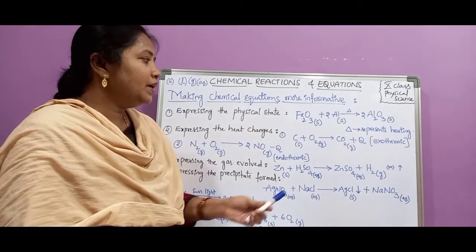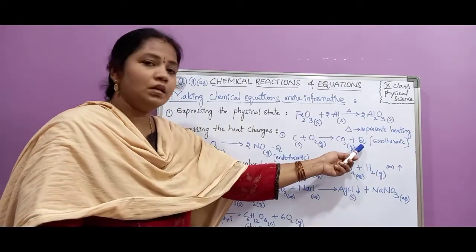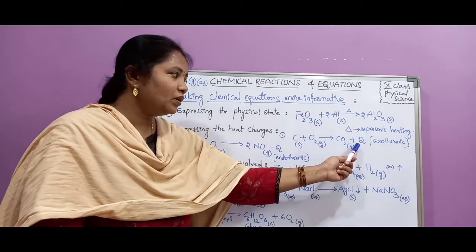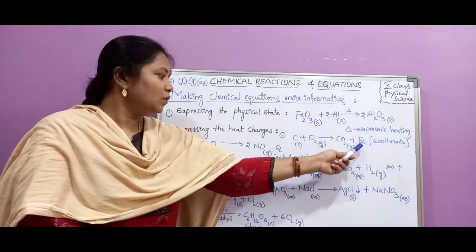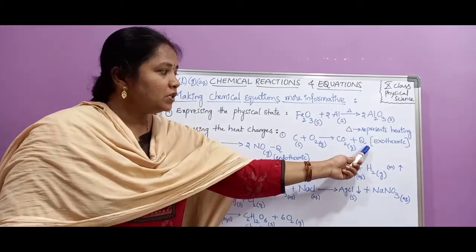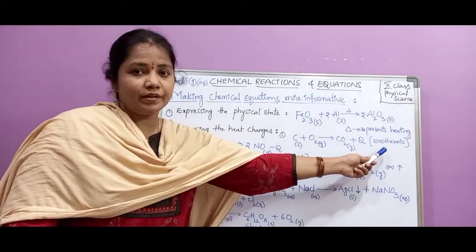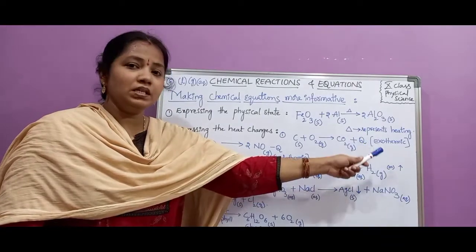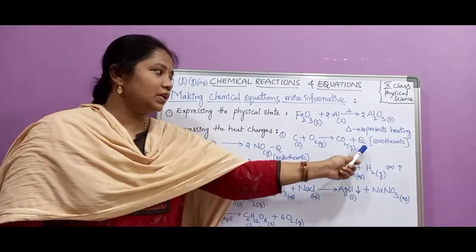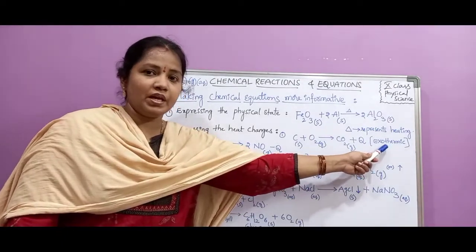The liberated heat energy can be represented like this. Here we write the product formula, and after writing the product we write plus Q. Here Q indicates the heat energy. When we write plus Q, that indicates an exothermic reaction. That means heat energy is released along with the product. Heat is released, so it is an exothermic reaction.